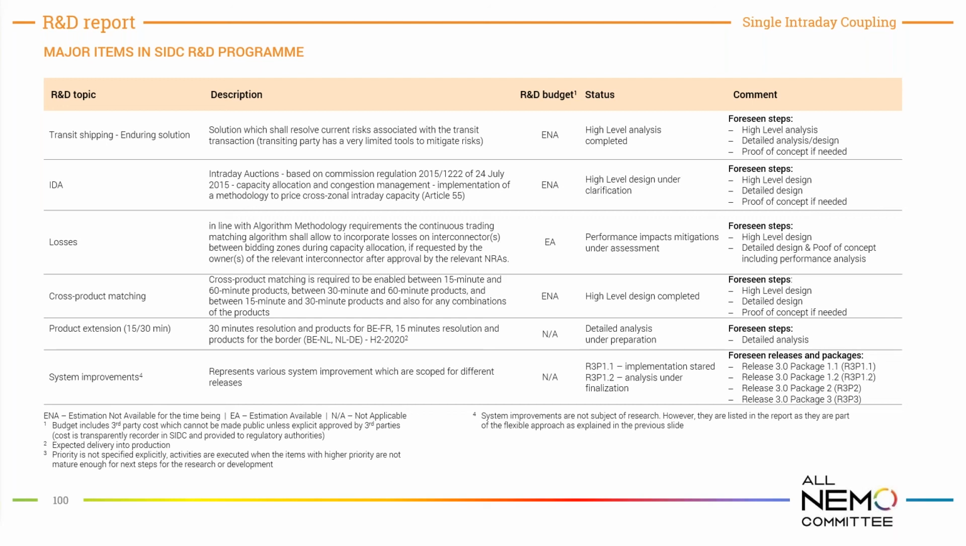And the last block, system improvements. In fact, there is no real research expected here, but we have, let's say, a set of packages with various changes to the system, where the design or the implementation was already started. This is release 3.1 or package 1.1. We completed analysis of package 1.2, and we still have in a backlog packages 2 and 3.